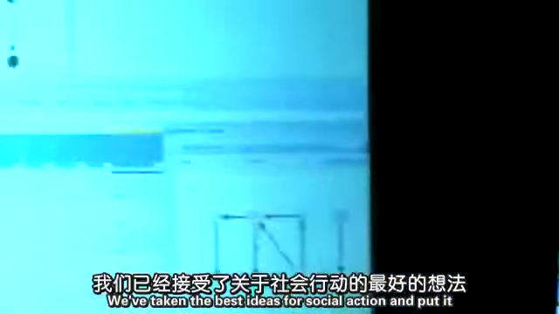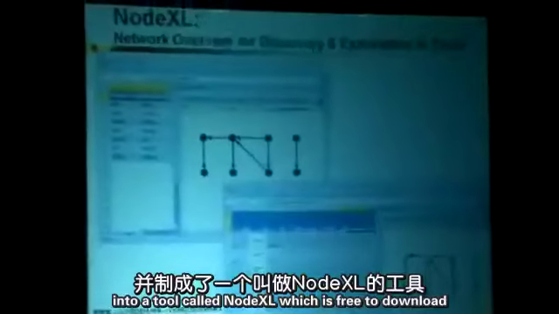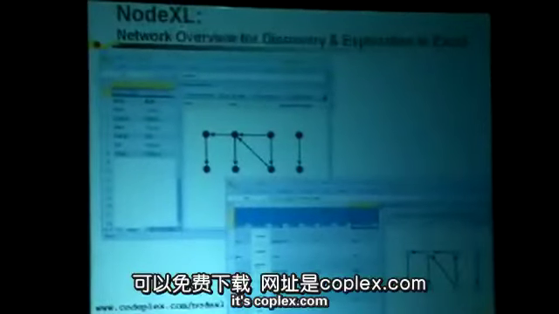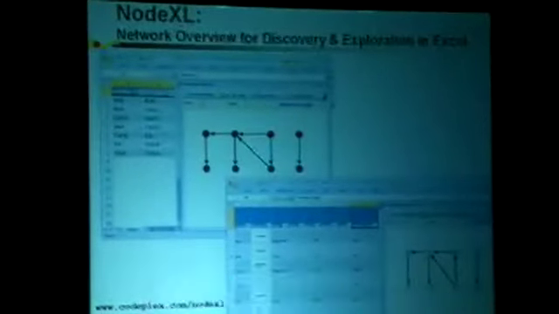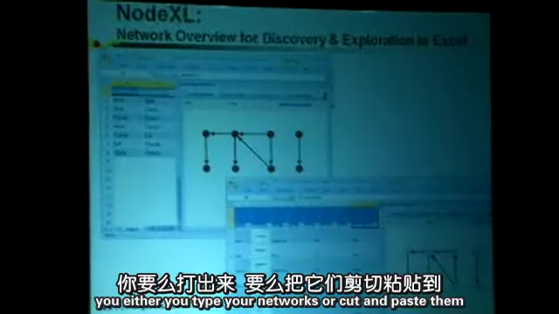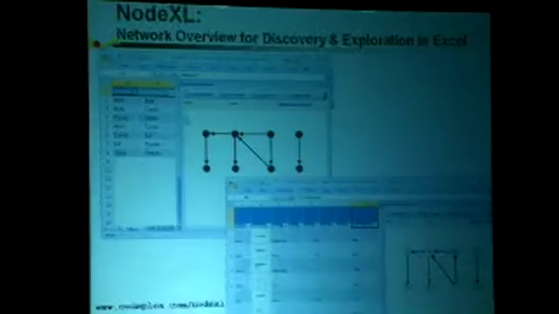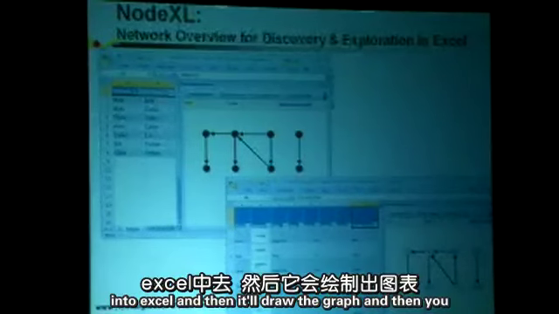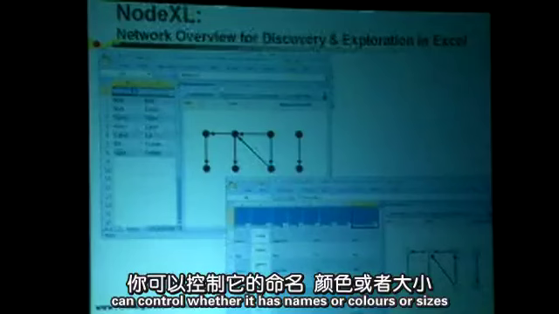We've taken the best ideas from SocialAction and put it in a tool called NodeXL, which is free to download. It's codeplex.com, NodeXL. It lets you analyze social networks. You either type your networks or cut and paste them into Excel, and then it'll draw the graph, and you can control whether it has names or colors or sizes.